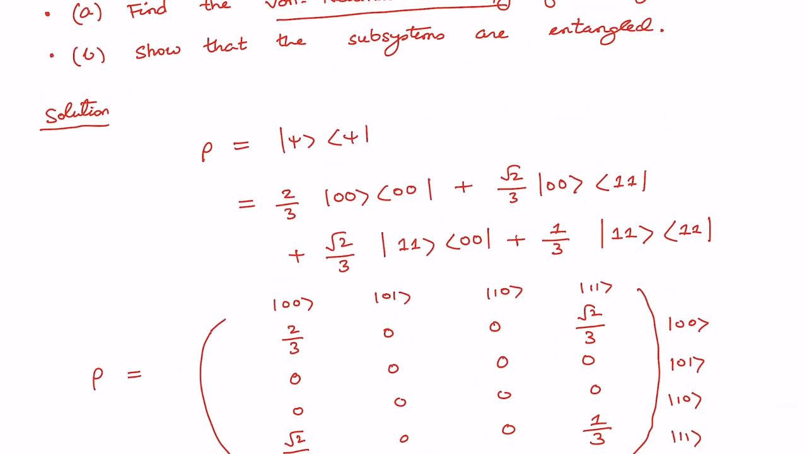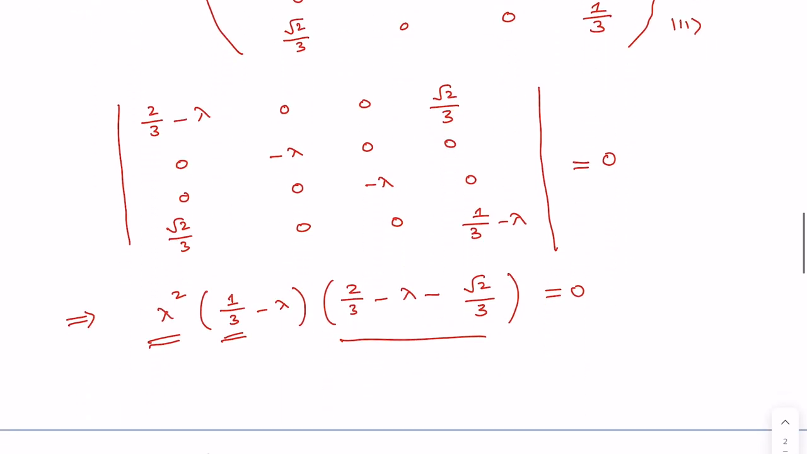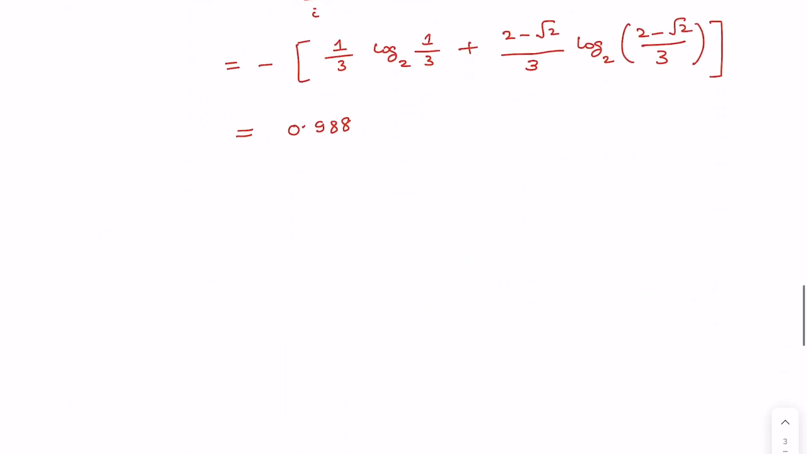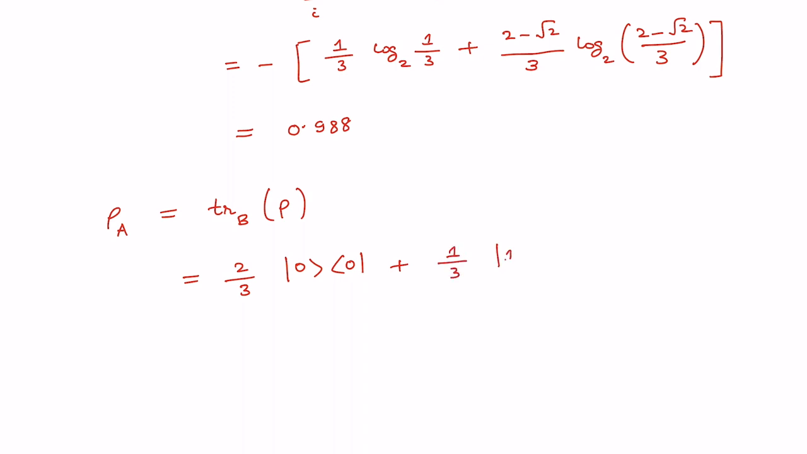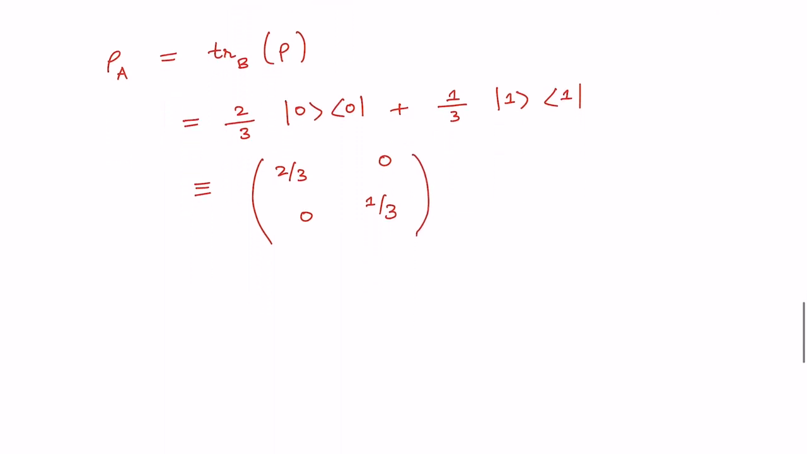Now do the next part. The next part was to show that the subsystems are entangled. To do that, let us first calculate the density matrix of the subsystem A, for example. Any subsystem you can pick up. So let us find out the reduced density matrix of A, then you have to trace out B. So if you trace out B from rho, you will be able to get the reduced density matrix rho A. In fact, we have done problems like this, you can immediately get it to be 2/3 |0⟩⟨0| plus 1/3 |1⟩⟨1|. And this you can write in a matrix form: 2/3, 0, 0, 1/3. Alright. So here it's very straightforward.